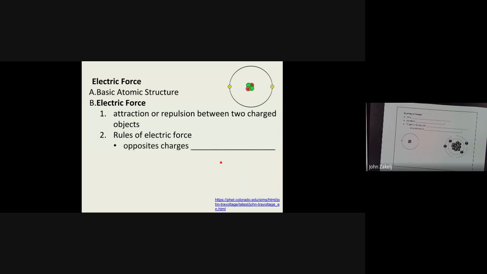And the two rules of electric force are probably already familiar to you. So fill in the blanks here on your paper. Opposite charges attract one another. So positive and negative are attracted to each other. Like charges repel one another. Repulsion here means pushing apart. Two negative charges will try to get away from each other, and so they push each other apart. They don't like to be near each other.